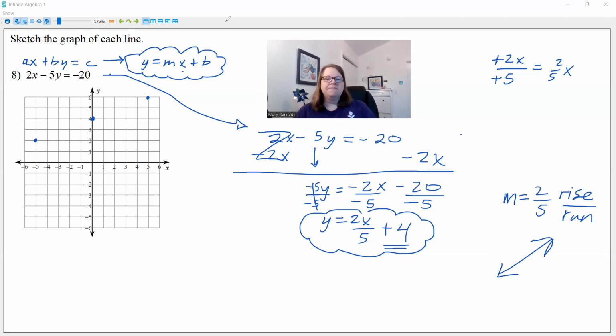So then you just want to connect your points with a nice little line, and make sure you put arrows on it on both ends. And that is graphing in standard form. You want to change it to slope-intercept and then graph from there.